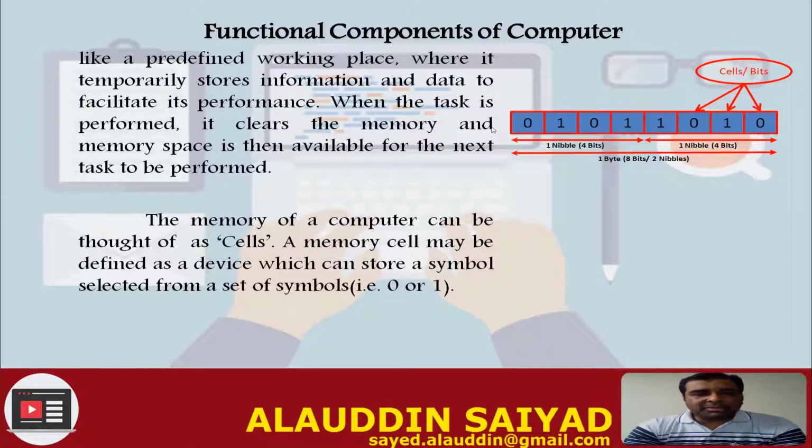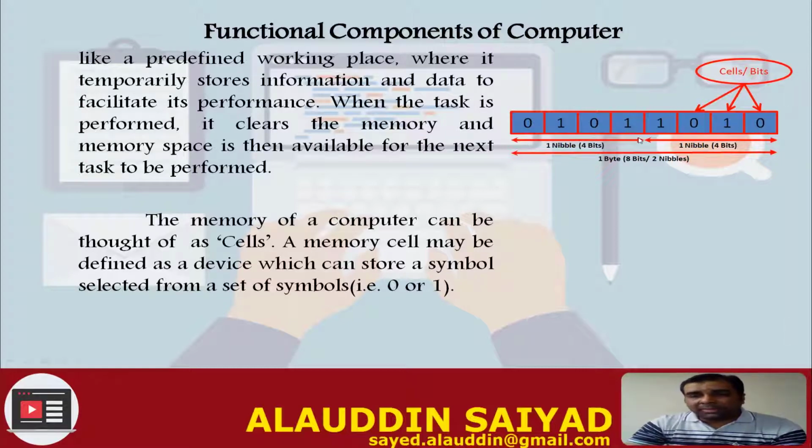The memory of a computer can be thought of as cells. You can consider, in this example, these are the smallest individual unit of the computer system. The smallest individual unit of the computer system is known as a bit or a cell. You call bit a binary digit. That means either 1 or 0 can be stored within it.